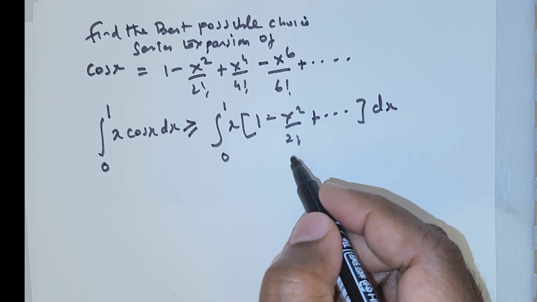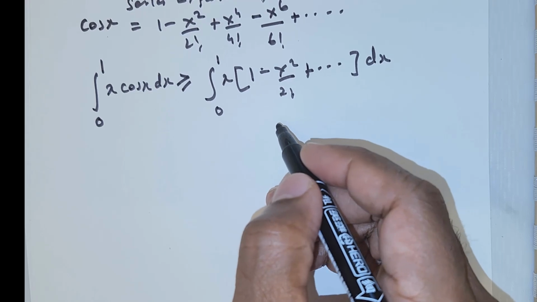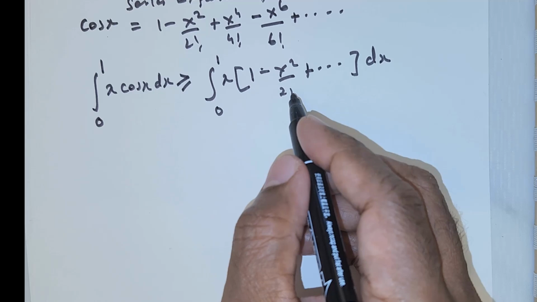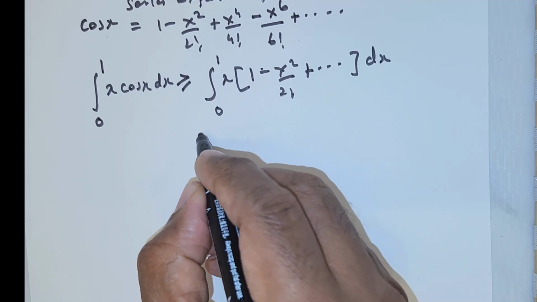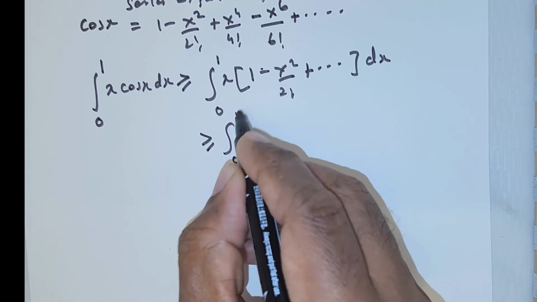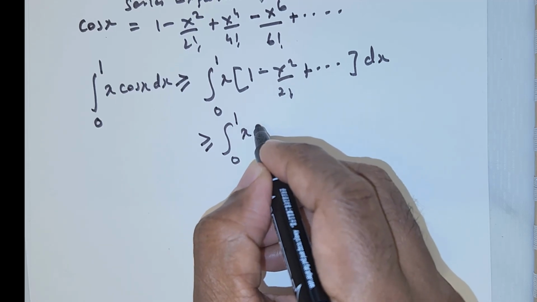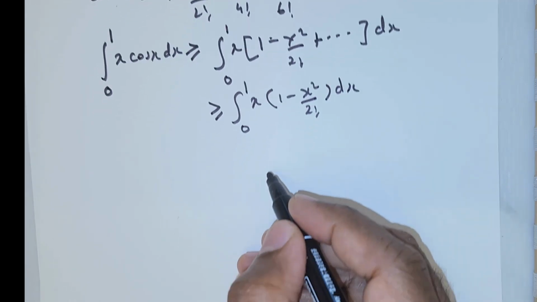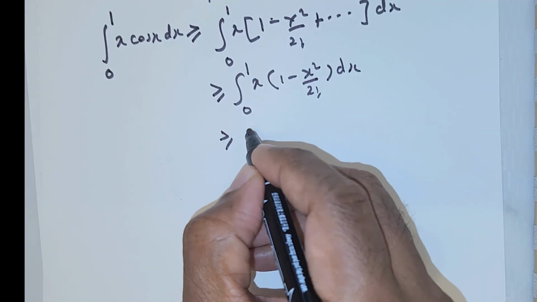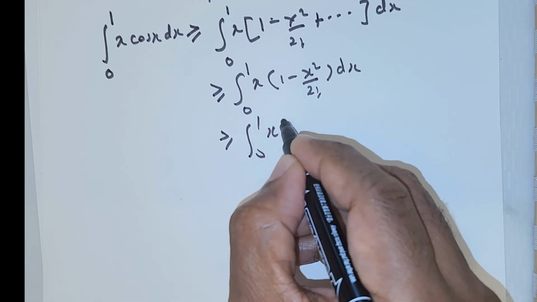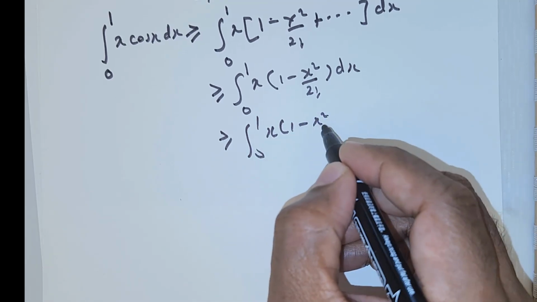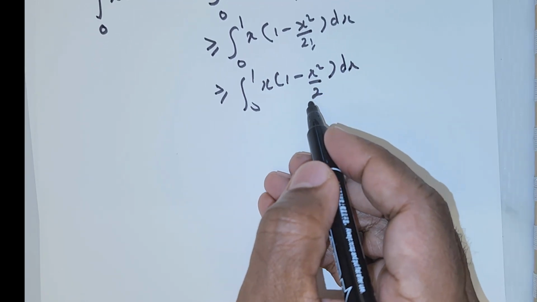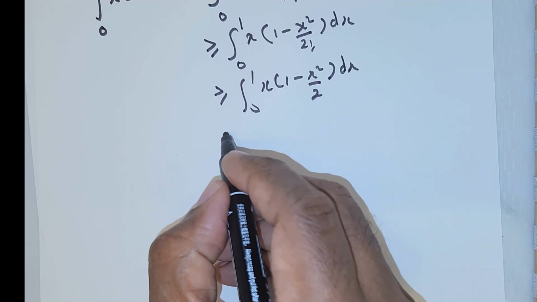Now this is an infinite series, so I can either drop terms or I can add terms. That will not hamper the outcome of the series. So I would like to have this as integral 0 to 1 x times of 1 negative x squared over 2 factorial times dx. This is further rewritten as integral 0 to 1 x times of 1 negative, 2 factorial is just going to be 2. So I have x squared over 2 times the operator dx.